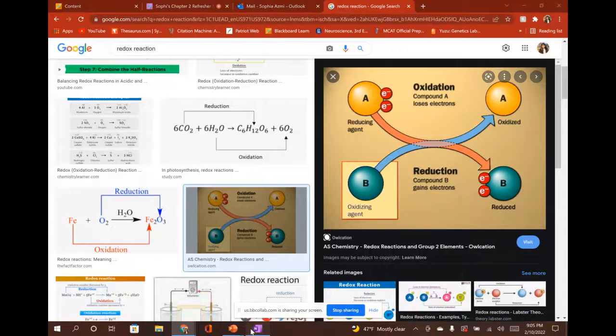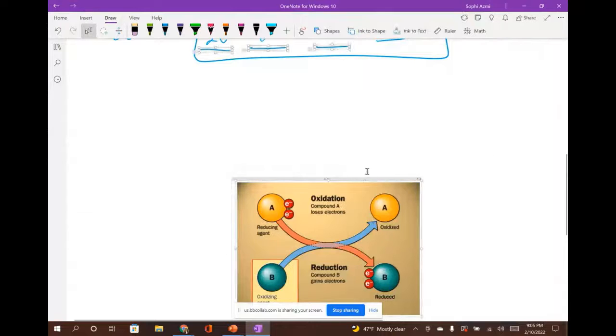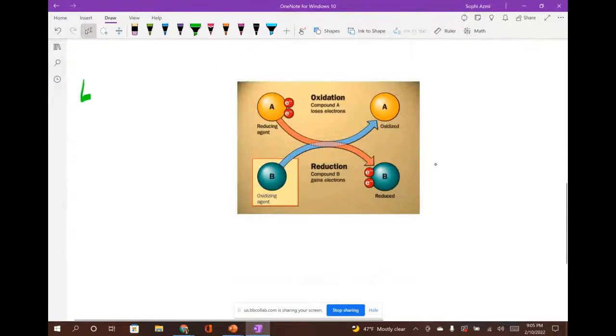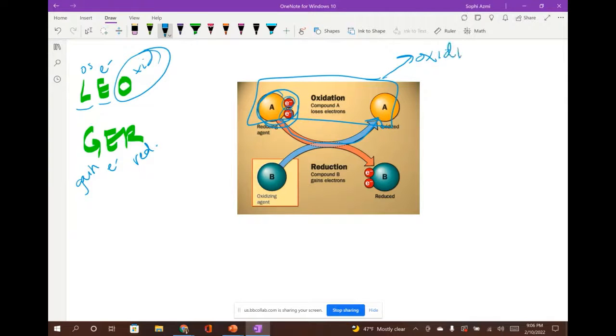Let's do something. Copy image, and let's put it here. Let's do paste. Okay, so if I have this thing here, right? Remember LEO GER. If we're losing electrons, it's oxidized, versus gaining electrons, which is reduced, right? So if this thing here has electrons, when it becomes this thing right here, it lost electrons, right? These electrons are here, well, they're not here anymore. So what do we say about it? Lost electrons, we're going to call this thing right here gets oxidized, okay?